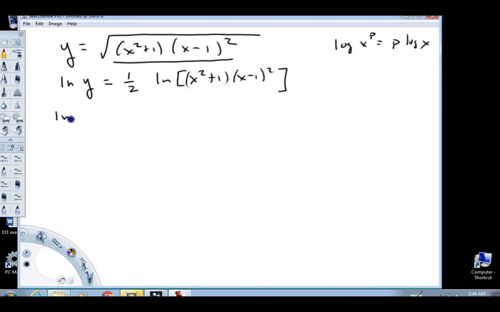So I'm going to write this natural log y equals 1/2 times. Now, the log of a product can be written as the sum of the logs. So this can be written natural log of x squared plus 1 plus natural log of x minus 1 squared. And one more thing I'll do, again applying this log of something to a power, the power can come out in front. This too we can put here. So I'm going to go ahead and just do that and erase it.